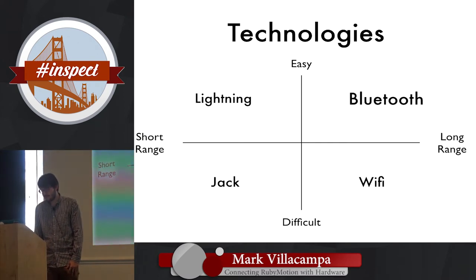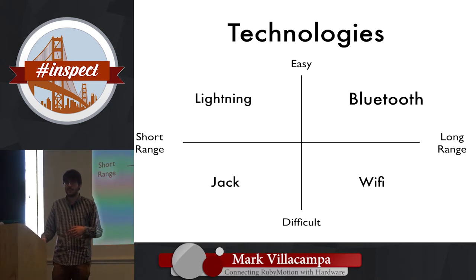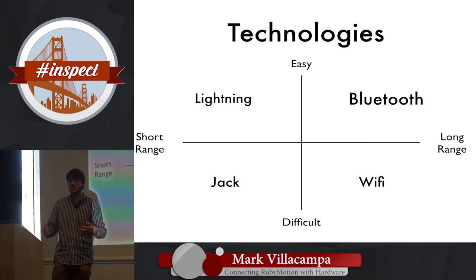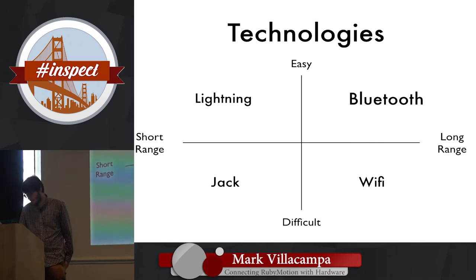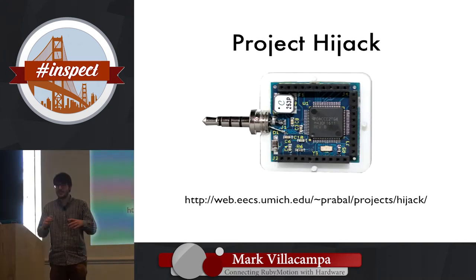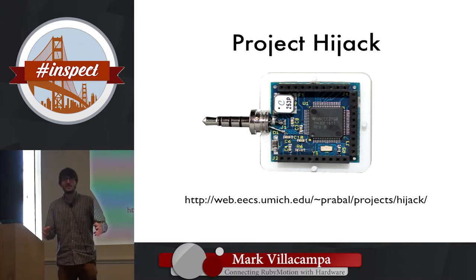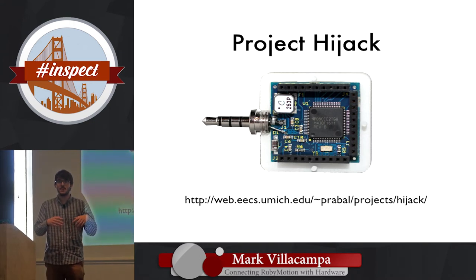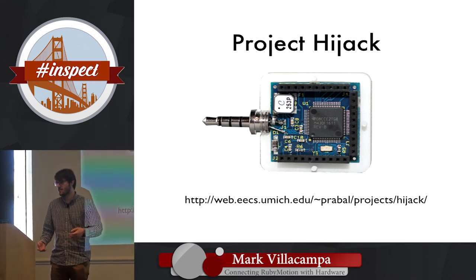And after doing some research, I thought that Bluetooth was way easier than Wi-Fi to set up, and Lightning connector was easier, maybe not to set up as a developer, but for the users, for someone else to use, right? So I'm going to give a little overview of the different technologies, some actual projects that you can use to use these other technologies, and maybe some commercial use cases for those.